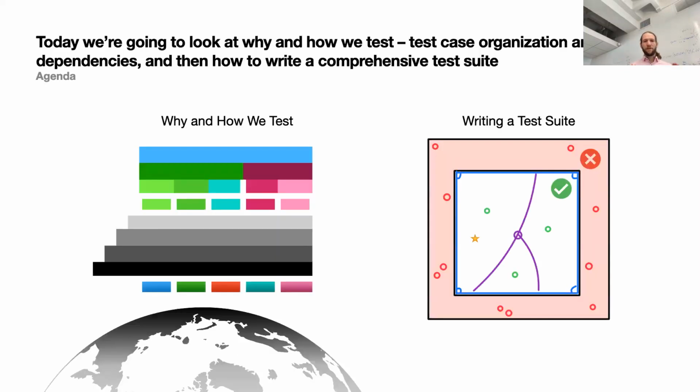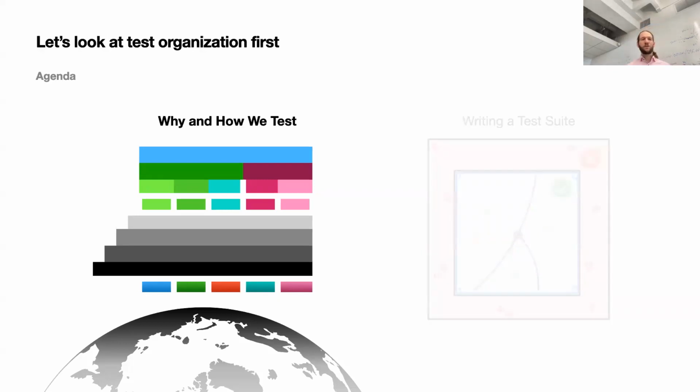So in the first part, we'll look at why and how to organize your test cases. And we're going to look at testing a software system itself and on all of its dependencies in principle. And then in the second part, we're going to talk about how to write a comprehensive test suite. So what are good inputs and how do we evaluate correct results? What are bad inputs and how do we test those? And then how can we really be systematic in choosing our test cases and taking a lot of the effort out for you? So let's look at test organization first.